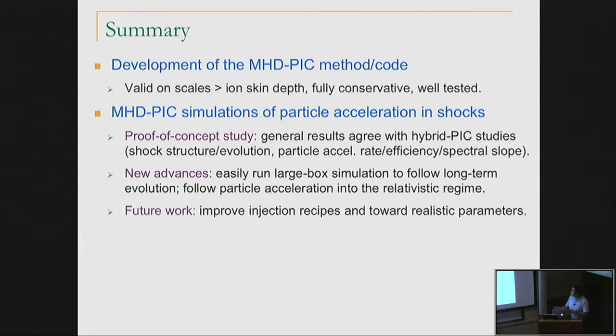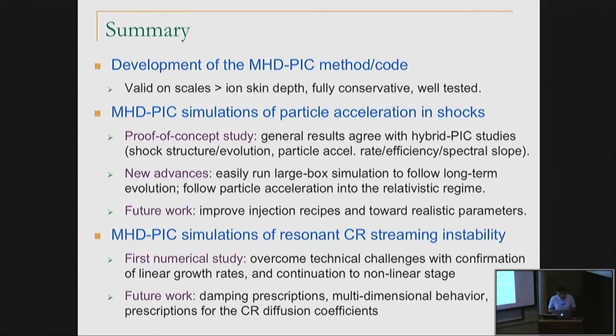And in the future, we will try to improve the injection recipes, and we'll try to run this towards more realistic parameters. And we also use these simulations to study the resonant streaming instability. We have overcome a lot of computational challenges, but now we can confirm the linear growth rate, and we can continue to see this evolution into the nonlinear stage, and provide some prescriptions for the cosmic ray diffusion coefficients for subgrid models, such as in galaxy formation simulations. Thank you very much.